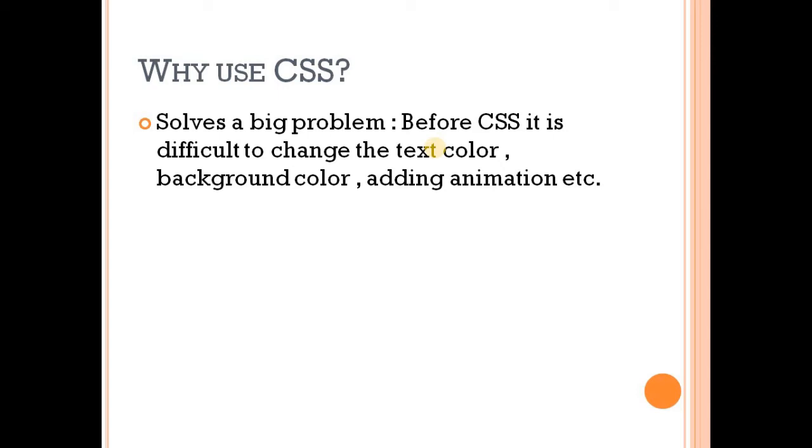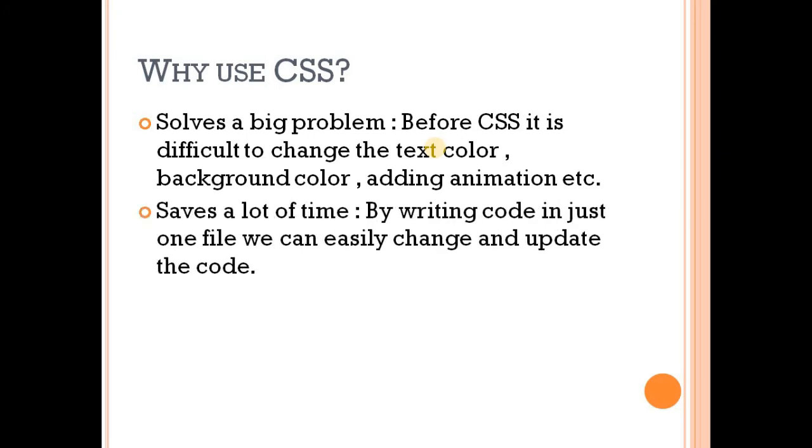But don't forget that the style attribute is CSS. There are many ways to write CSS, in the HTML and in a separate file also, and one of them is the style attribute. We have also seen another, which is the style tag. The style tag is also a part of CSS. So using CSS we can solve big problems like changing the text color, changing the background color, adding animations, etc. Without that it is very difficult. That is why we have to use CSS.